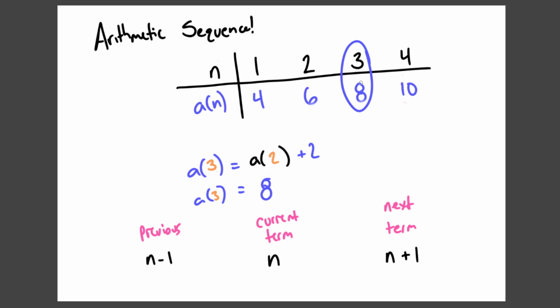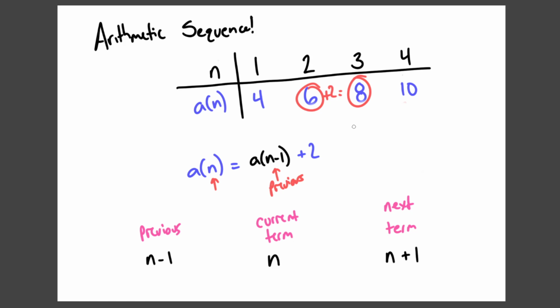It checks out. So I want you to notice that when I'm writing this, this equation is in terms of n. My current term is equal to my previous term plus 2. Whatever my term is equal to my previous term, 6, plus 2 is equal to 8. Makes sense. My current term is 6. My previous term, 4, plus 2 is equal to 6.